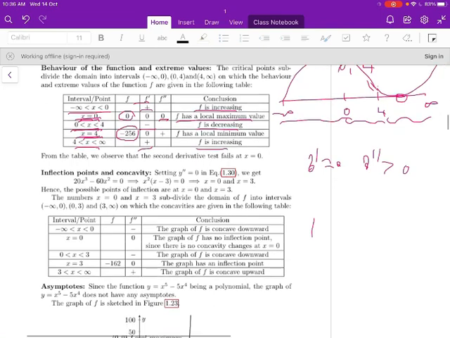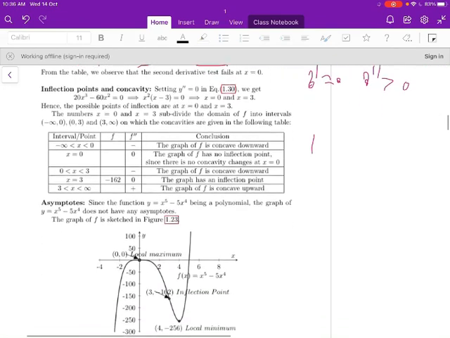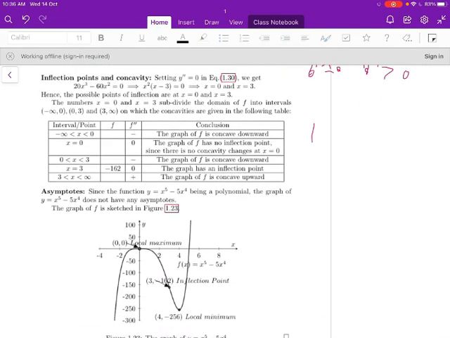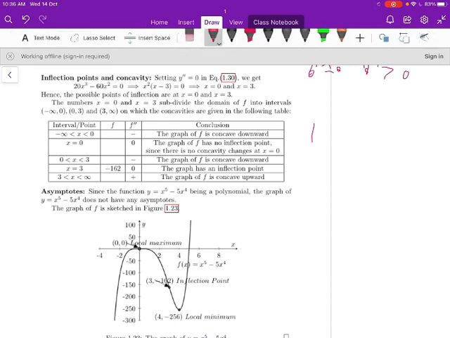Okay, now let us move to the concavity and point of inflection. Setting y double dash equal to 0.